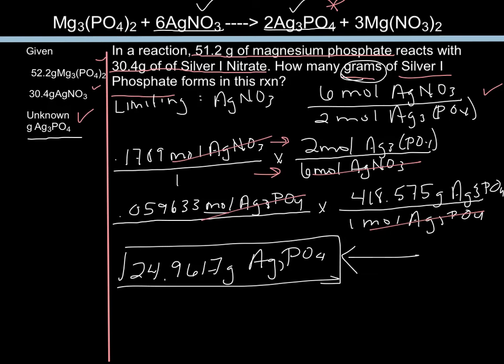I hope this is a little bit more clear. If you have any other questions or you want to try something else in class, just let me know. But we ended up with 24.9617 grams of silver phosphate using the mole ratio and determining which one was the limiting reagent.